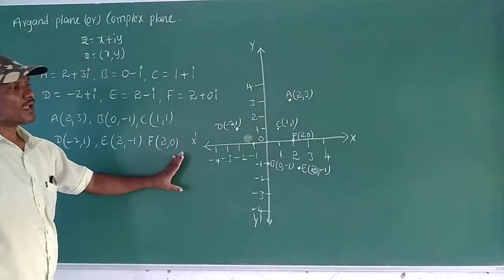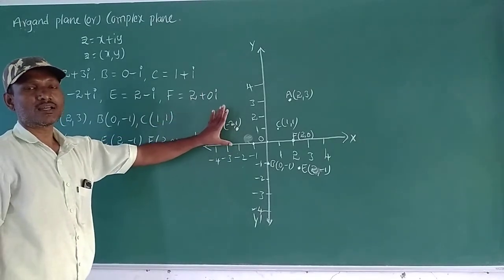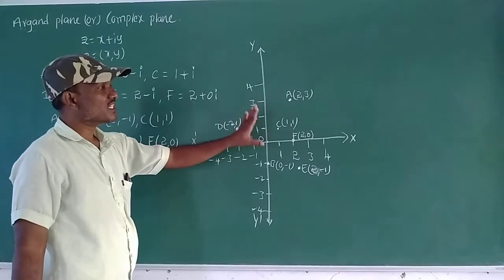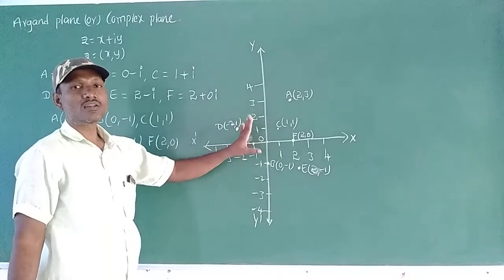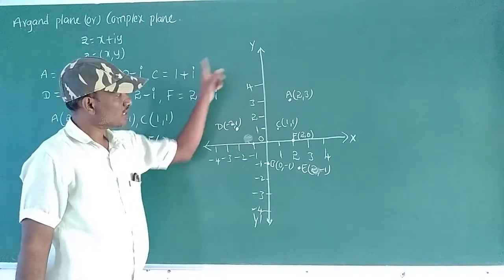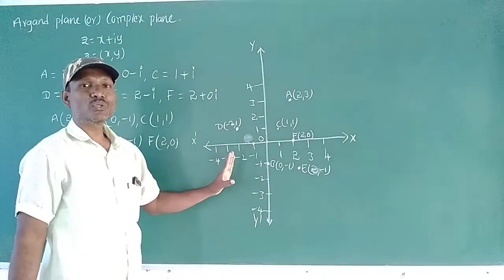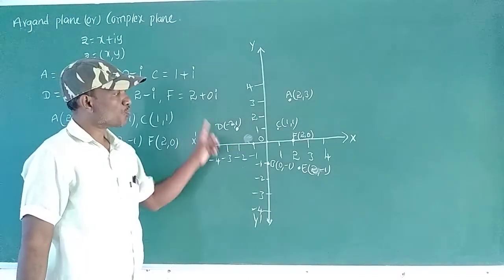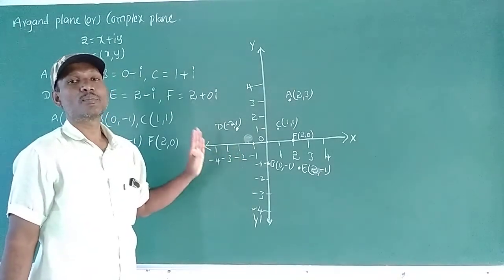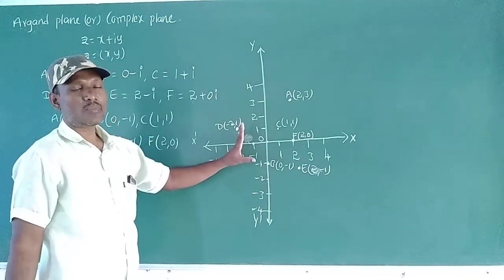Okay, this is the Argand plane, or complex plane. The plane having complex numbers assigned to each of its points is called an Argand plane or complex plane. This is the xy plane. This is the Argand plane or complex plane.